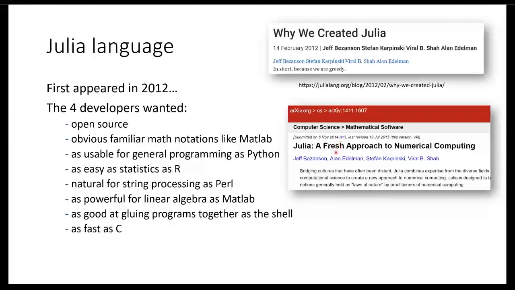A few years later, another article appeared on arXiv. This is Julia: A Fresh Approach to Numerical Computing, also authored by these 4 authors. And here is also an extensive discussion of what language features they were designing at that time.